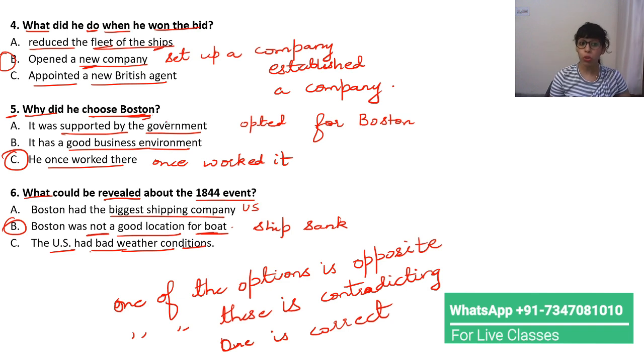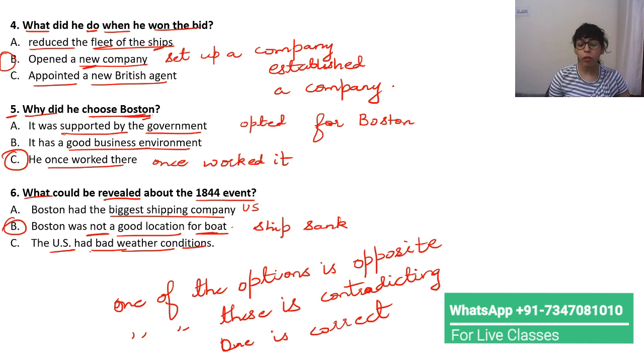Why did he choose Boston? So was it supported by government? No. He once worked there. He clearly said he opted for Boston as he once worked it. He has already worked in Boston once. That's the only reason he chose Boston.